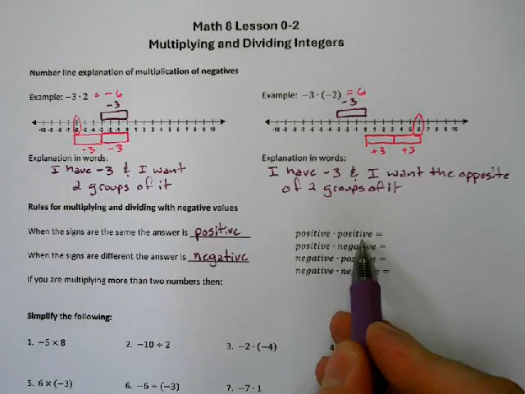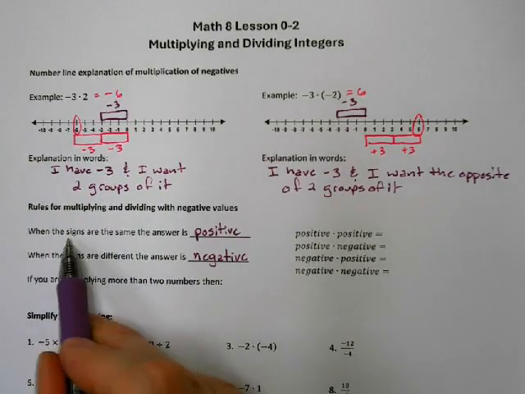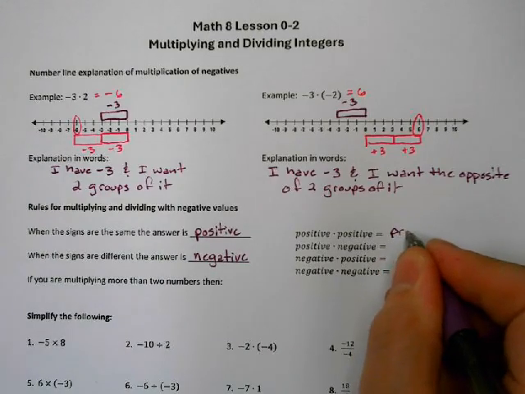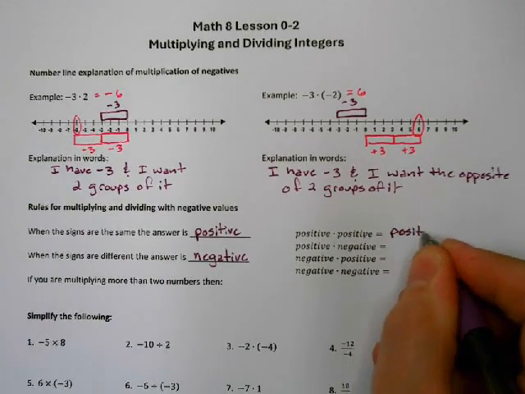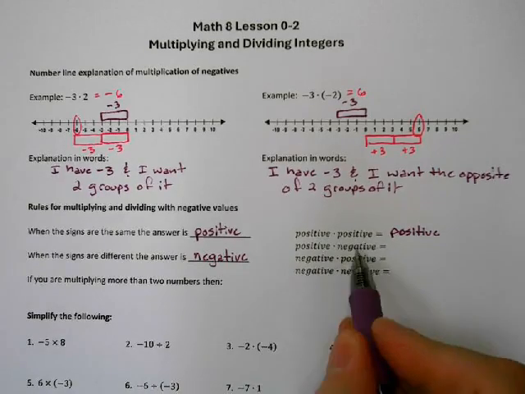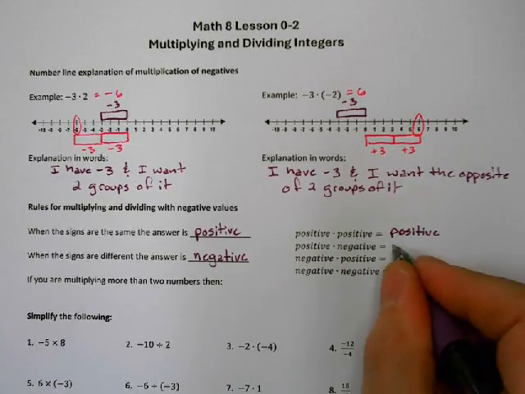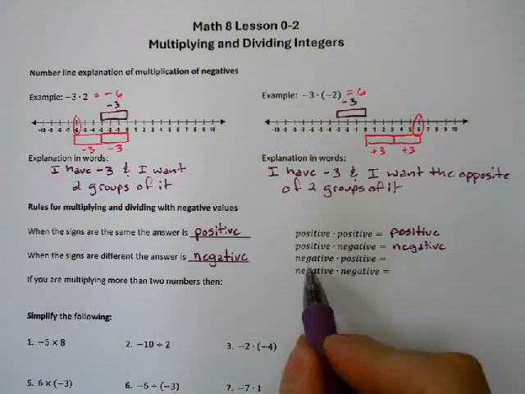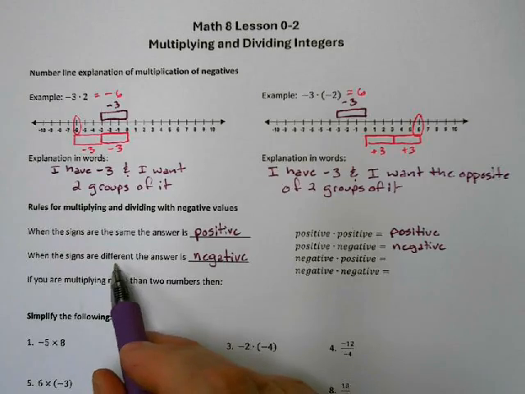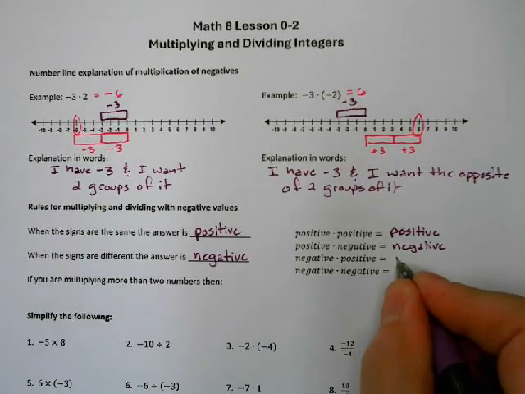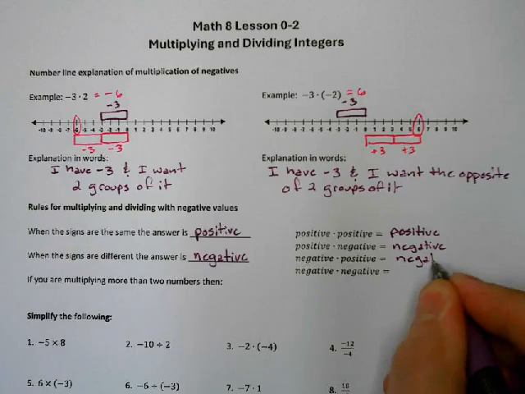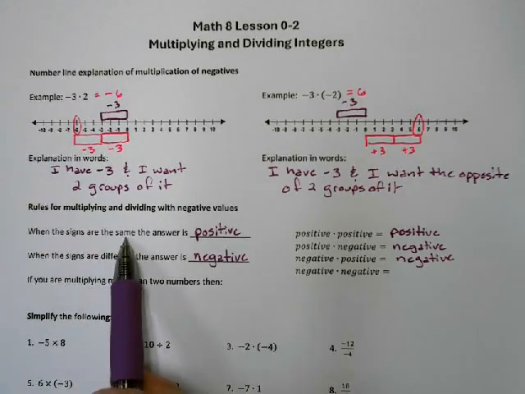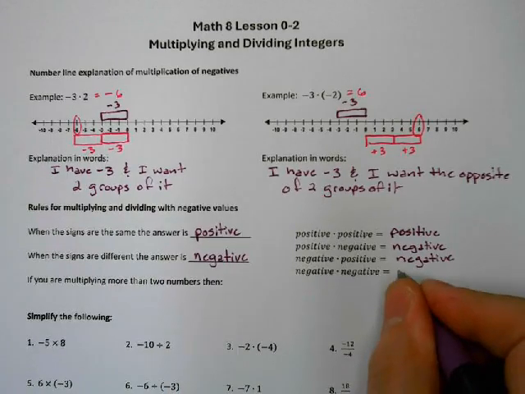So positive times positive, those are the same signs, so our product would be positive. Positive times negative, different signs, negative. Negative times positive, still different signs, so our product is negative again. And finally, negative times negative, we said that they're the same, so they're going to have a positive product.